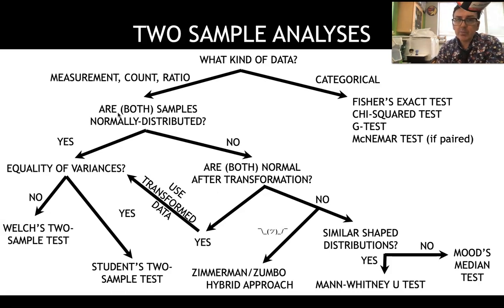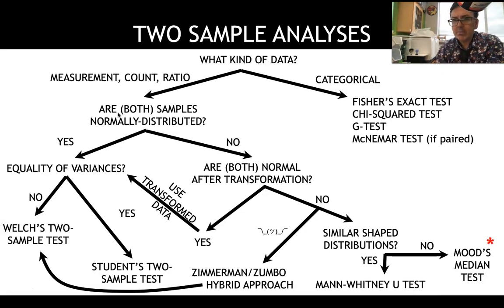In Graeme Ruxton's paper, he argues that if we have non-normal data, an alternative approach would be the Zimmerman-Zumbo hybrid approach, where we take all our data points, rank them all, and then analyze those ranked values using a Welch's two-sample test.